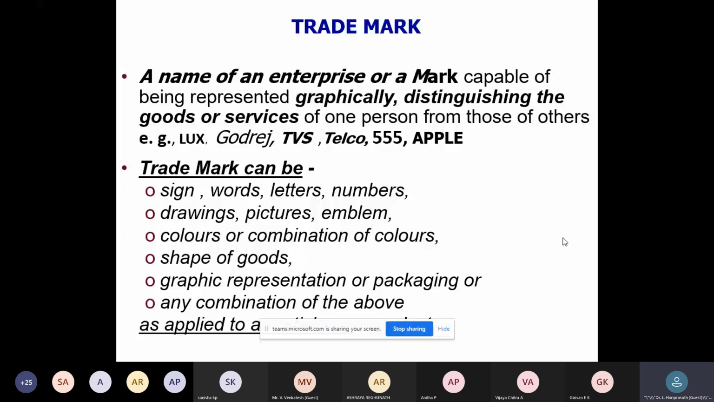It is usually given to a sign, word, letter, or number. It can be in the form of a drawing, picture, or an emblem. It can be a color or a combination of colors. It can be the shape of a good, a graphical representation, a packaging, or a combination of any of these things.